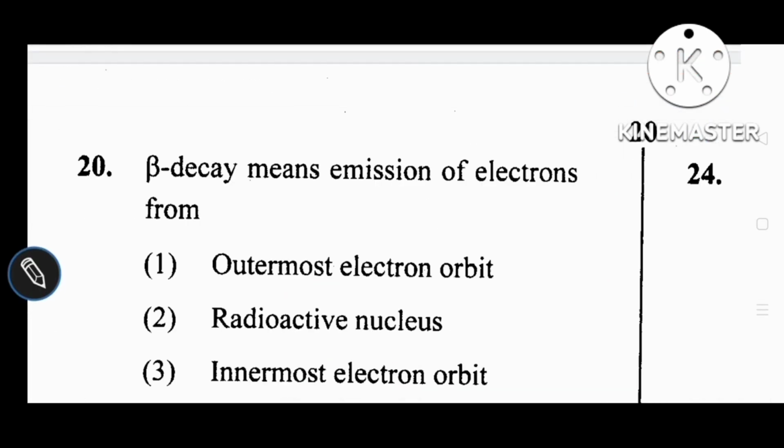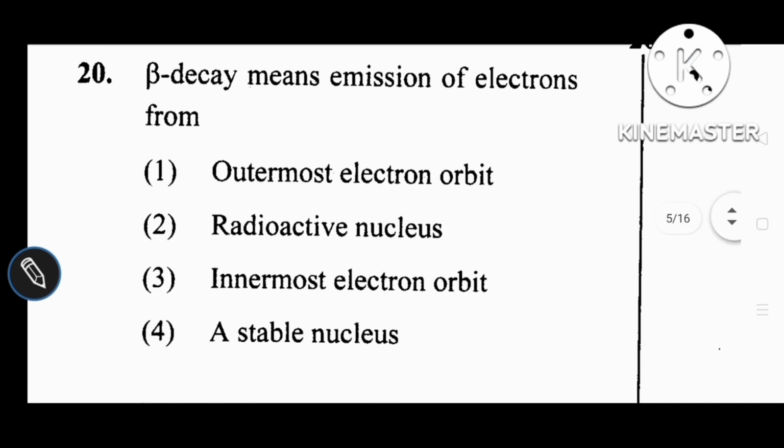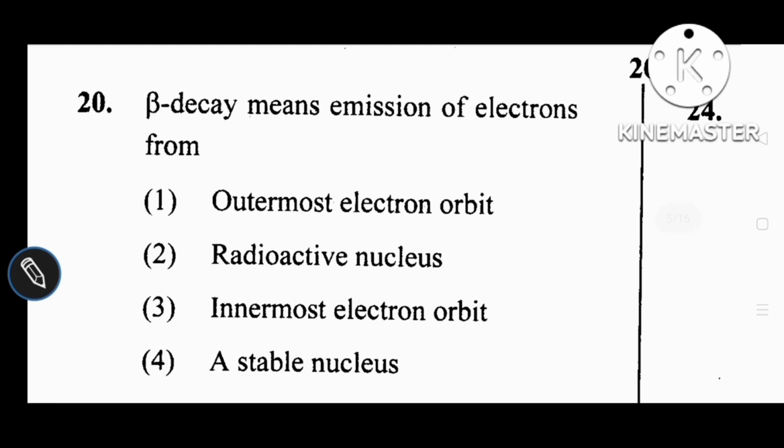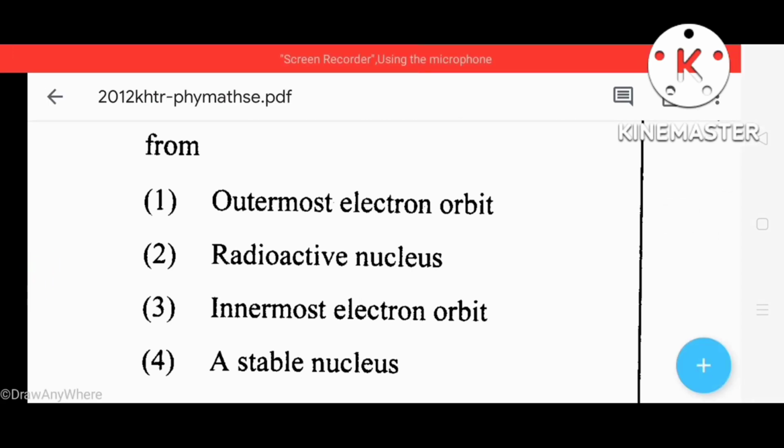Number 30. Beta decay means emission of electrons from outermost electron orbit, radioactive nucleus, innermost electron orbit, or the stable nucleus. So beta decay means it is always the emission from a radioactive nucleus. Option number 2 will be the correct answer here.